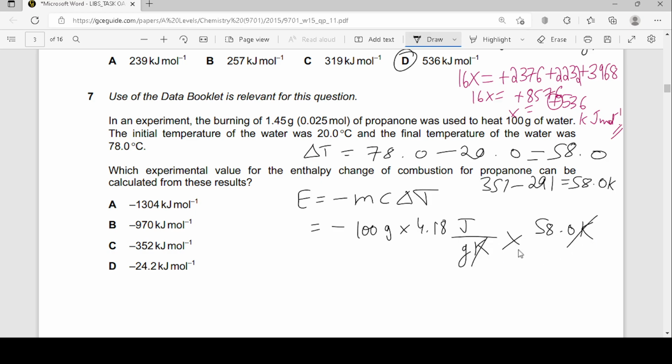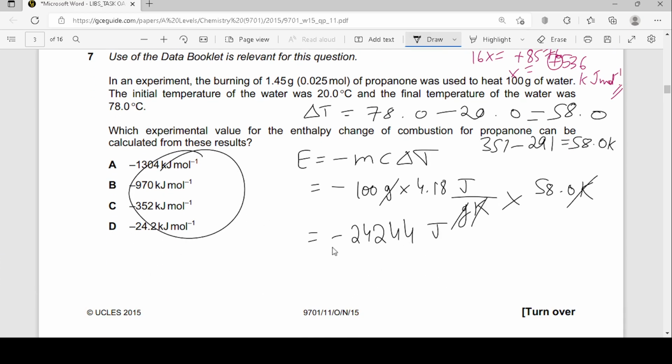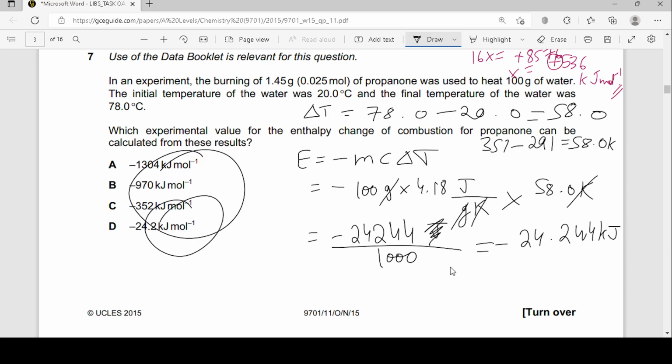And then these units all cancel out, don't they? So I get my answer as minus 4.18 into 100, which is 418 joules. Sorry, why did I forget to multiply this by 58? That is minus 24244 joules, right? But then they've given me the answer in kilojoules per mole. So the first thing I should do to convert from joules to kilojoules is divide by 1000. So that gives me minus 24.244 kilojoules.